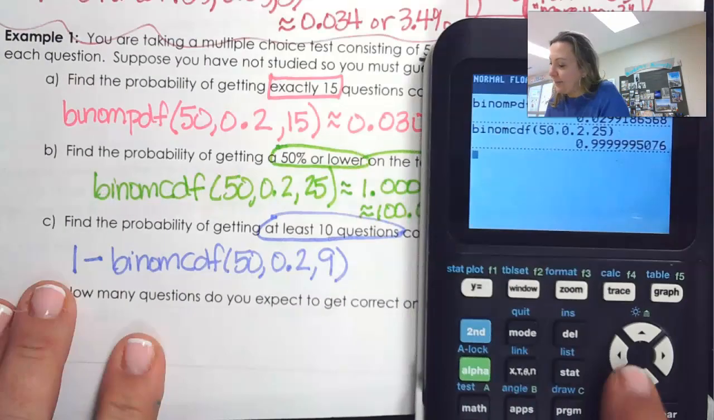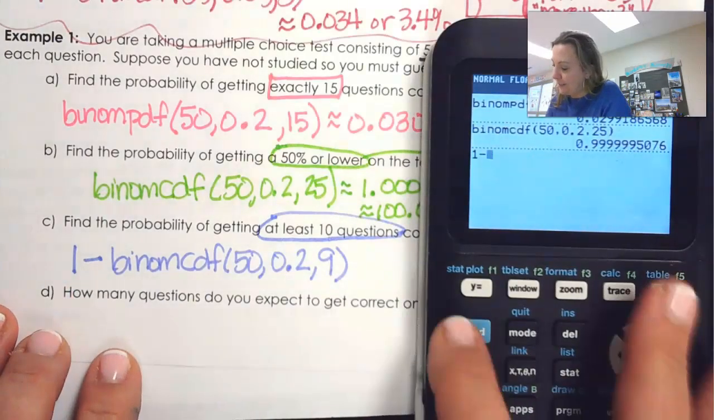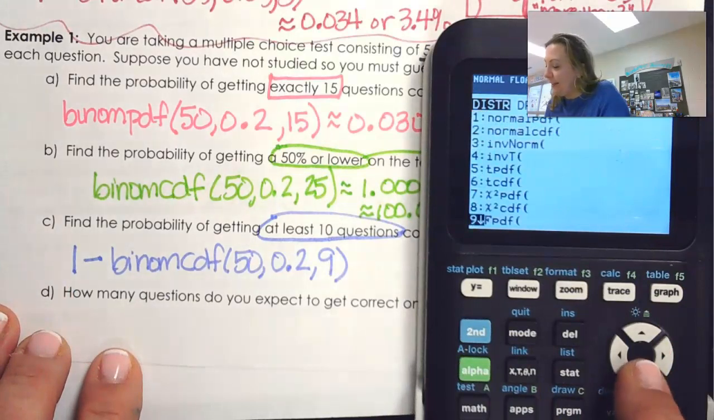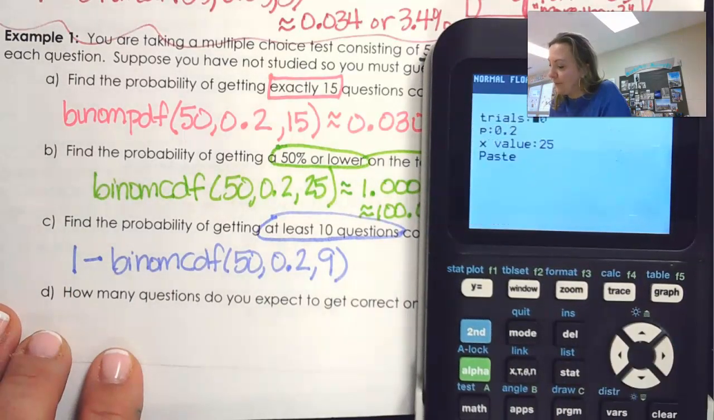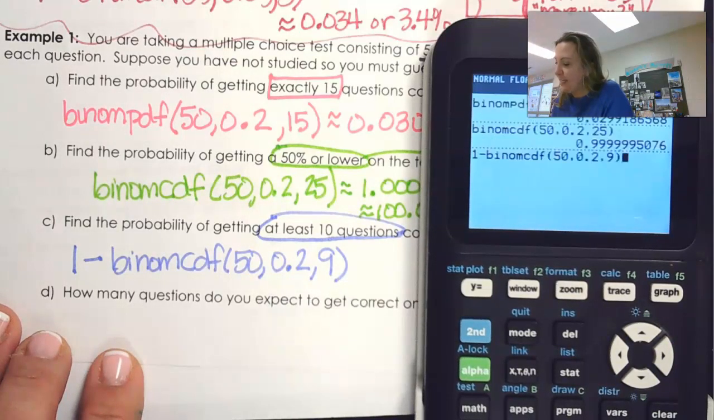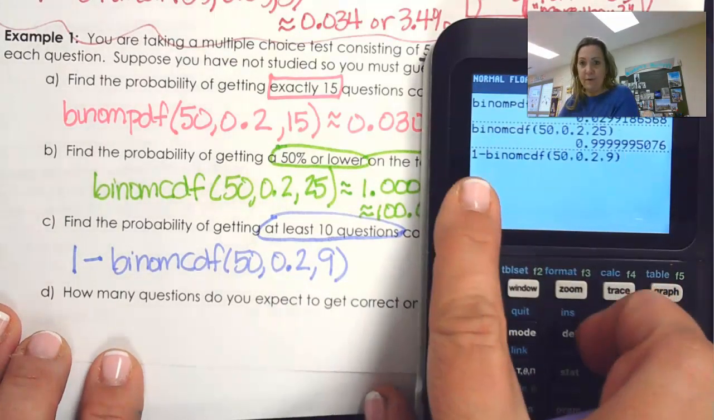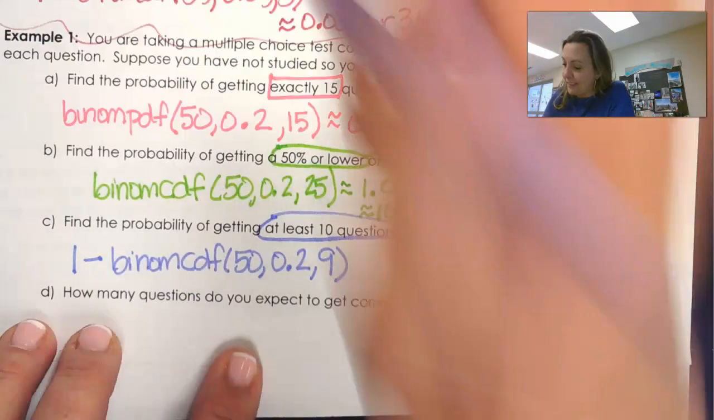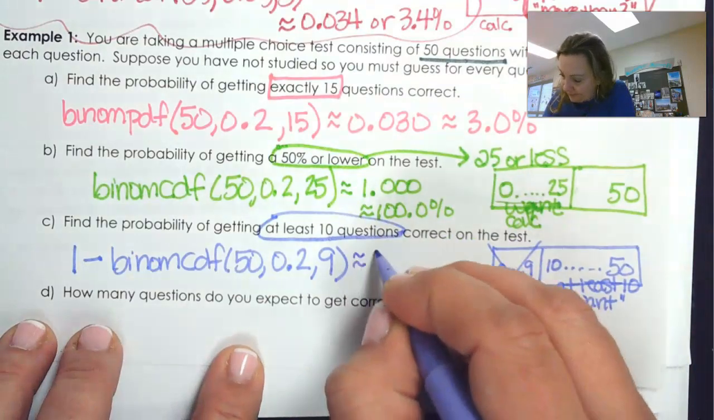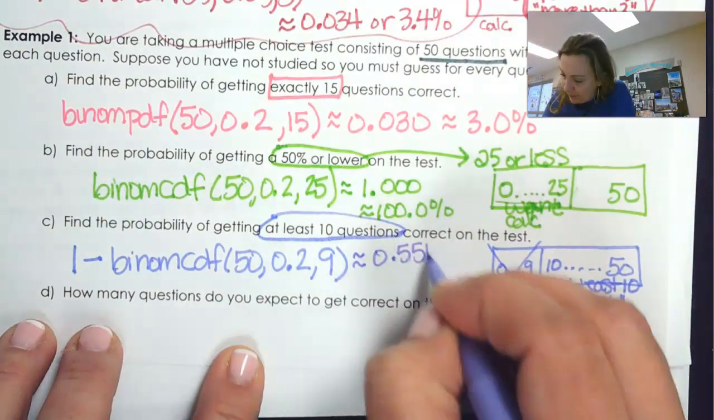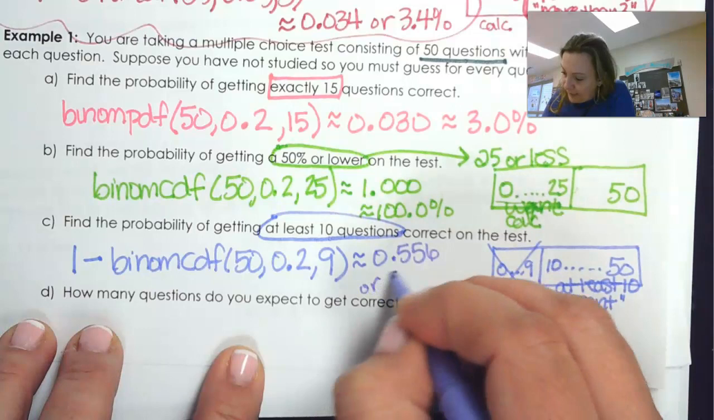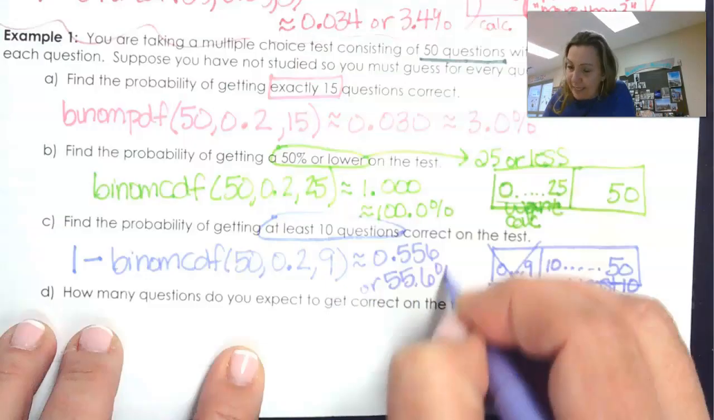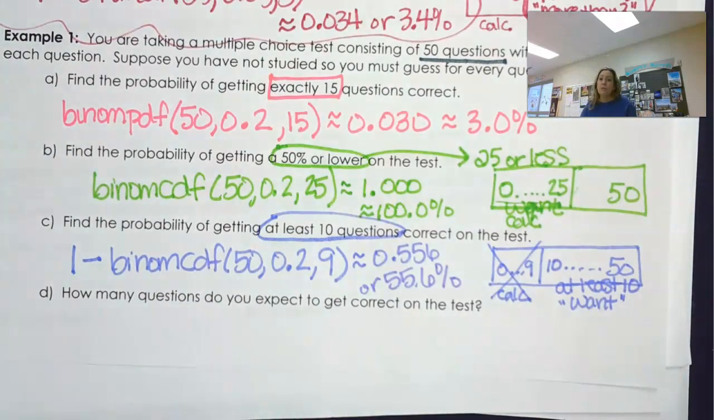So if we take 1 minus second vars, and again, the binomial CDF of 50, 0.2, and 9. Make sure you have the 1 minus. That gives us about 0.556, or 55.6%. Okay, so those are really the 3 different types that you could have.